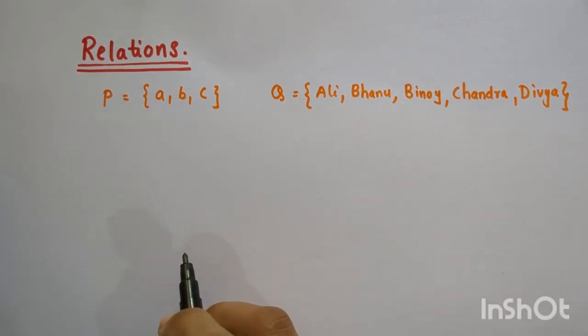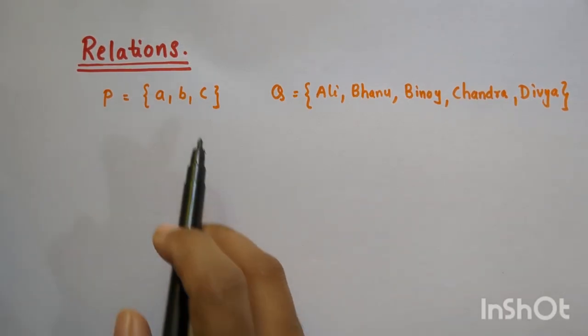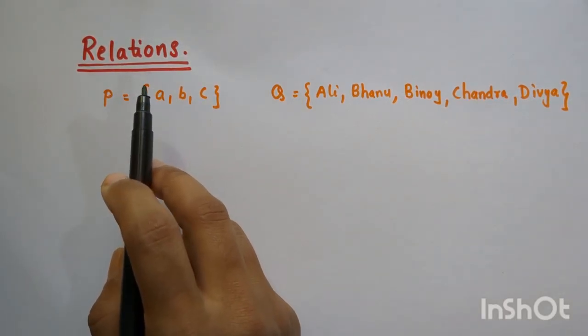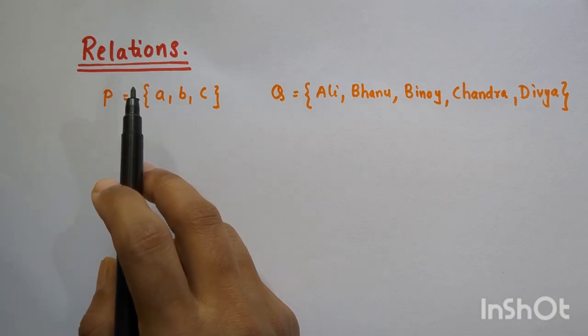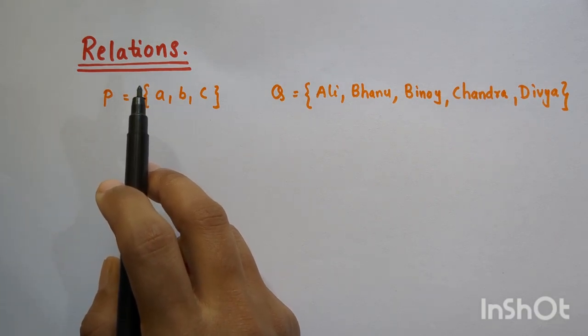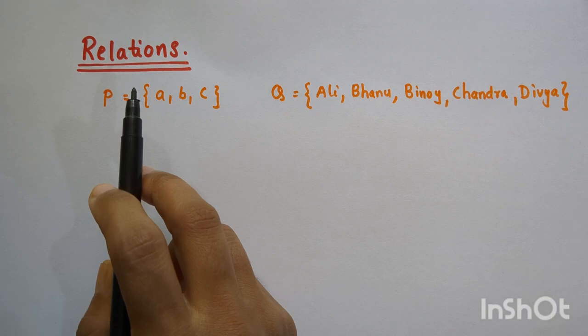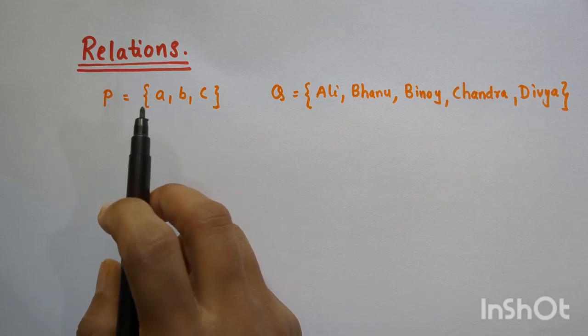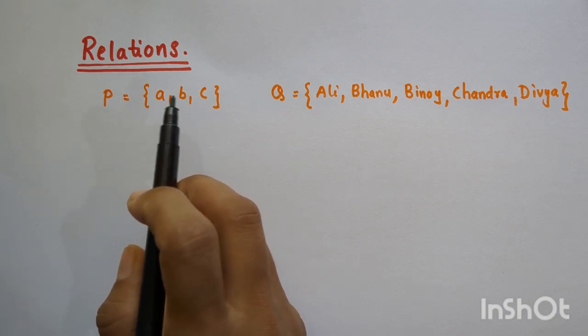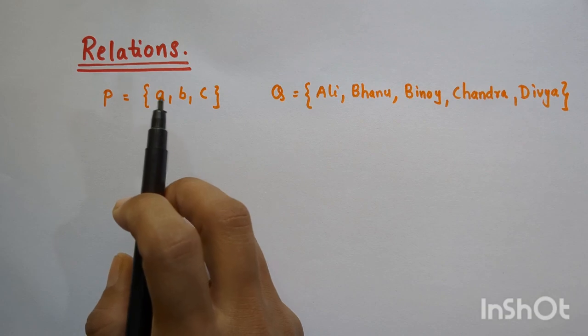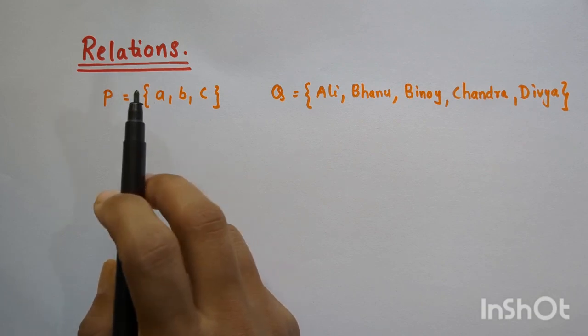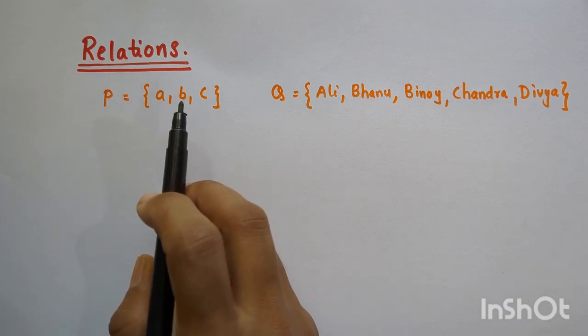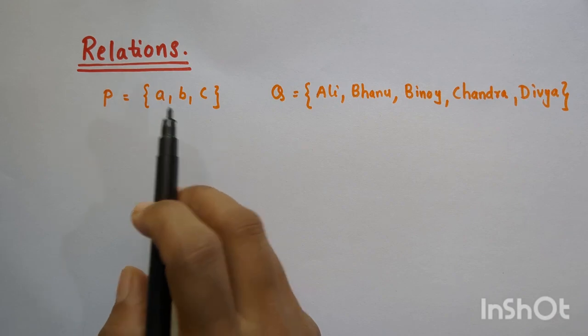Hello everyone. In this video, we are going to discuss the topic relations from the chapter Relations and Functions of class 11 Maths, which is chapter 2. We have already discussed the Cartesian products of sets in our previous video, which will be available in the playlist. So you have to watch that, and after that only you have to watch this video, because this is a continuation of that.